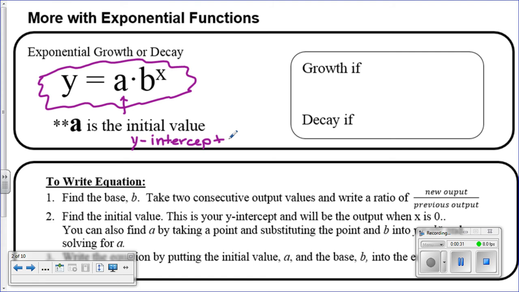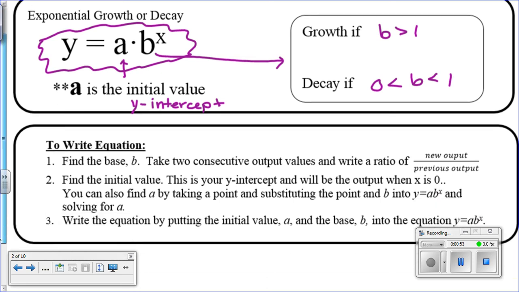The other thing that you need to know is B. Okay, so if that B is greater than 1, then we consider this to be exponential growth. If the B is between 0 and 1, then we say it's decay.